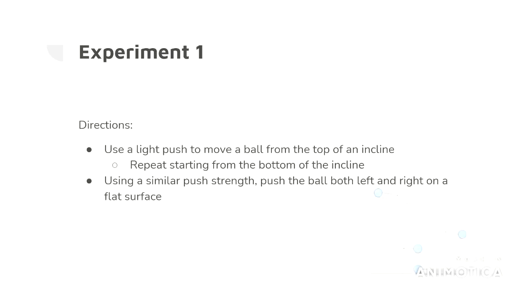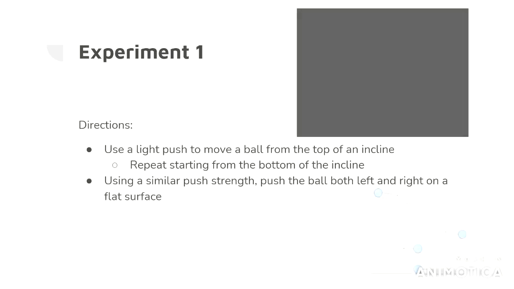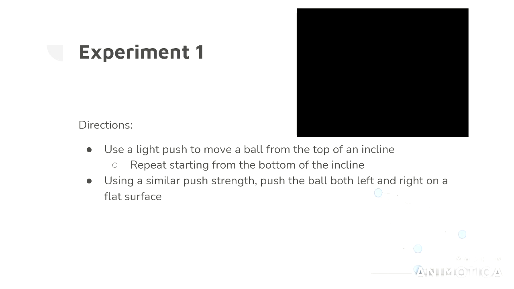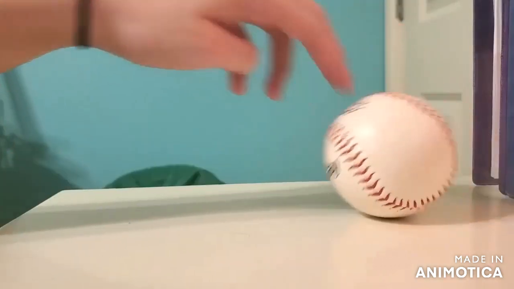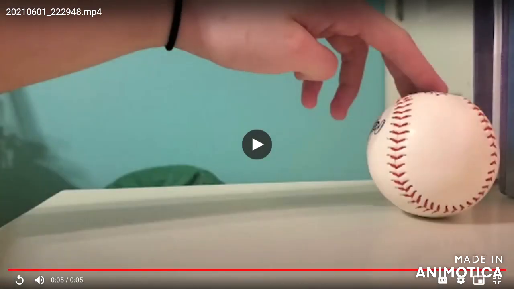So for our first experiment, we're just going to use a light push to move a ball from the top of an incline. You're going to repeat this using the same push strength starting from the bottom of an incline. And then you're going to use that same push strength again and push the ball both left and right on a flat surface. As you can see, it's being pushed down and then up with the same push strength, and then to the left and right on a flat surface.